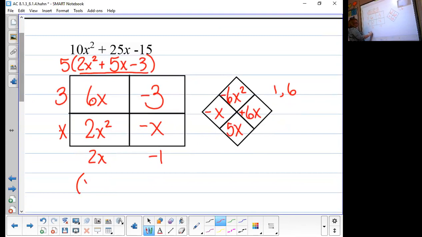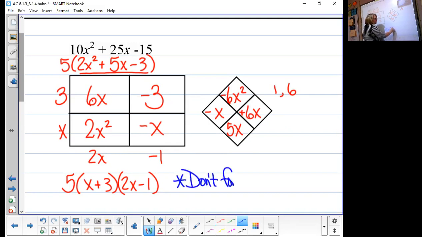All right, so now x plus 3 is one of my factors. 2x minus 1 is my other factor. Neither of these have a number I can divide out. So I know I did it completely. But the biggest thing is you cannot forget to put that 5 back there in your answer. So I'm going to write that down here.